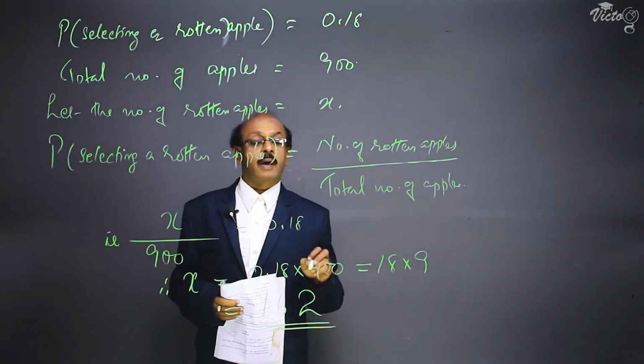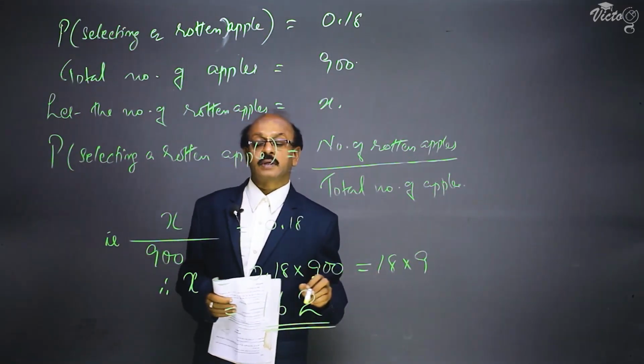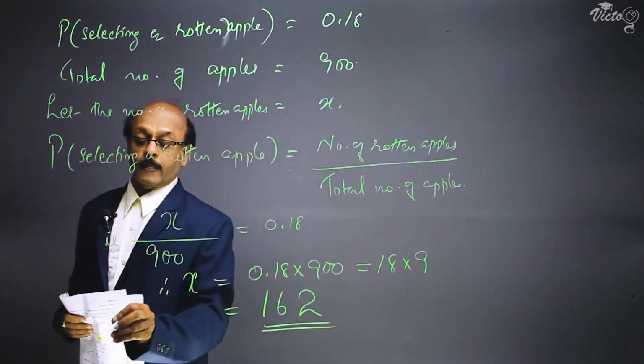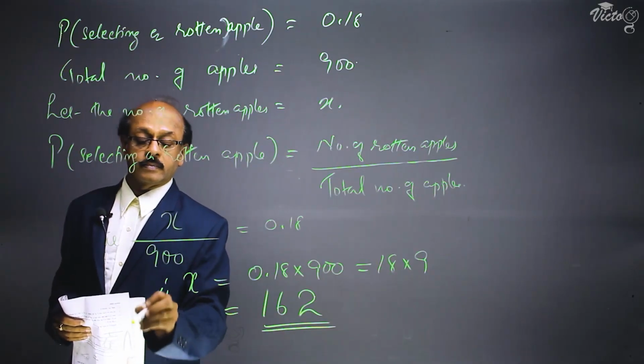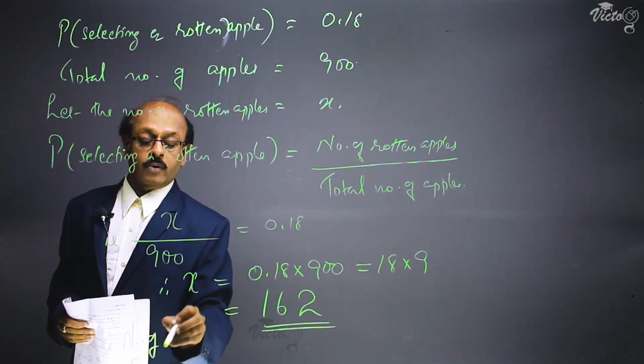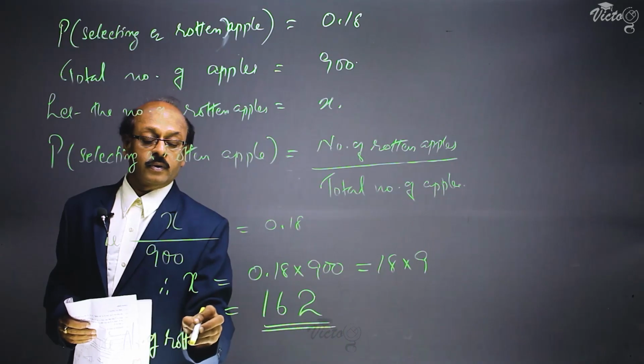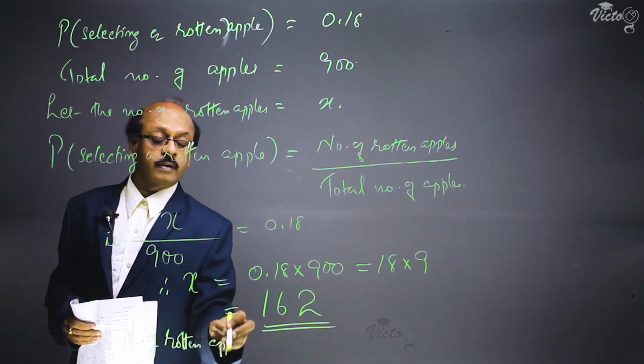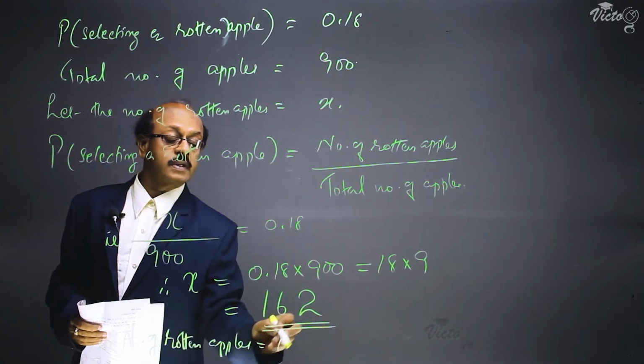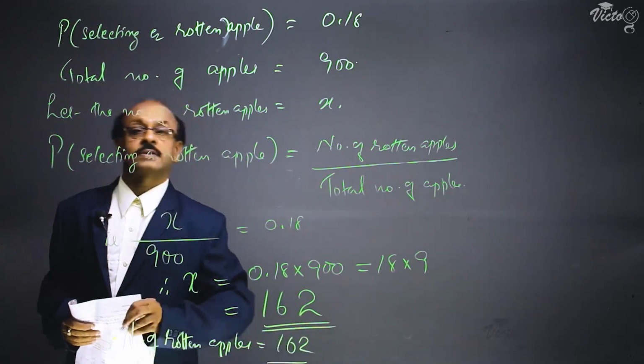That means the number of rotten apples is equal to 162. That is, the number of rotten apples is equal to 162 is the answer.